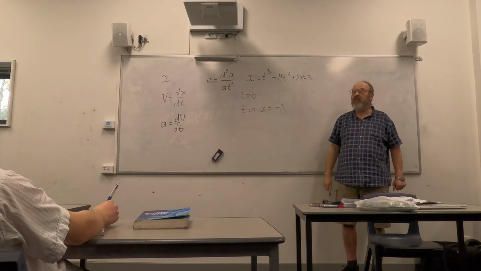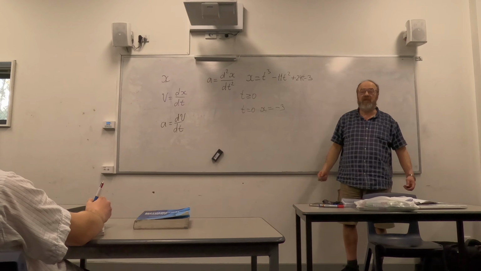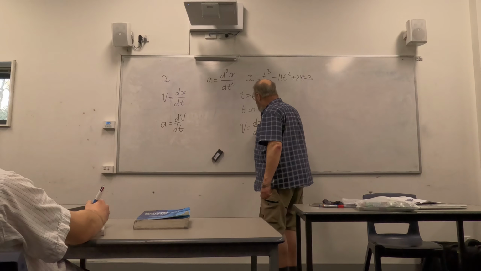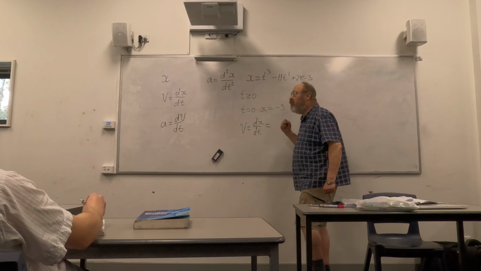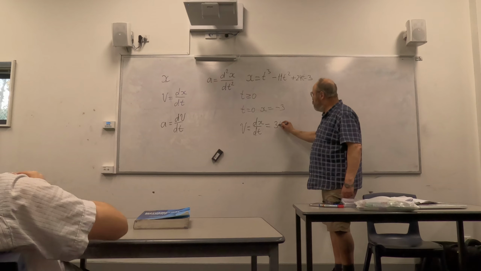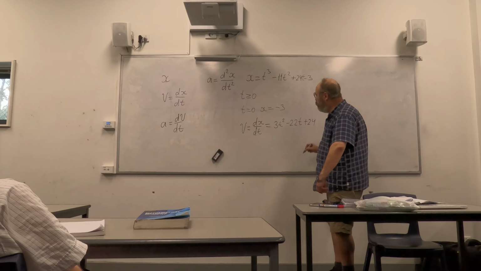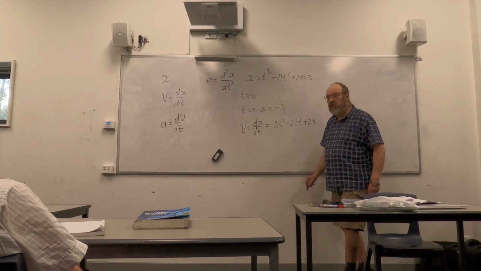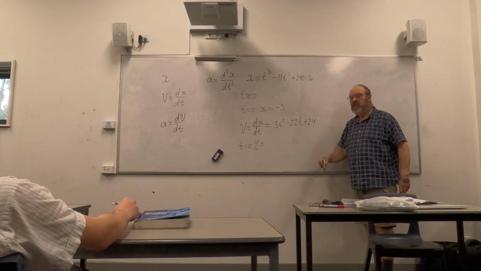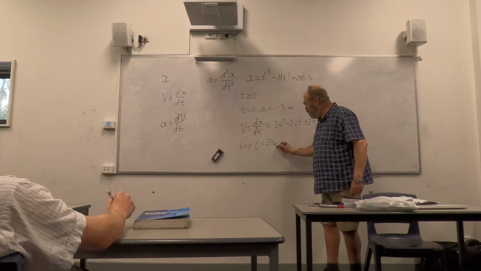Now, find the initial velocity. To find velocity, what do we need to do? We need to find the derivative, since velocity is the derivative of the position. So we derive it first. The derivative equals 3t squared minus 22t plus 24. The initial velocity is the velocity when t equals 0, which is 24 meters per second.